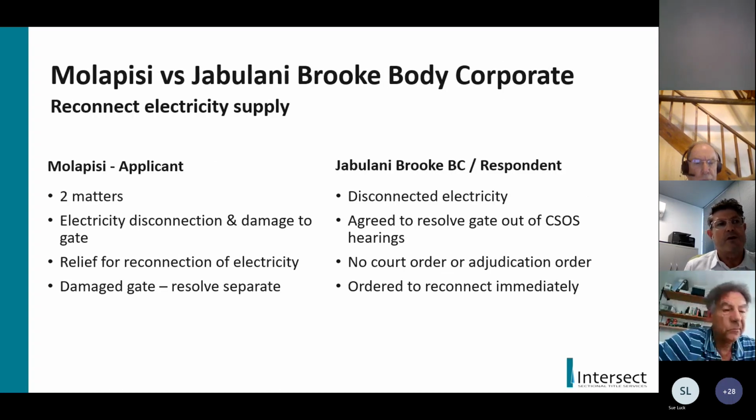In this case, Molapisi versus Jabulani Brook Body Corporate, a very simple one. We get this quite often. People don't pay their levies. The body corporate, for some other reason, decide to go and disconnect the electricity. There were two matters actually put forward by Molapisi. The other one was the gate. They decided to deal with the gate issue outside of a CSOS hearing, but ultimately the body corporate was ordered to reconnect the electricity immediately, and that they weren't entitled to disconnect the electricity from the apartment.